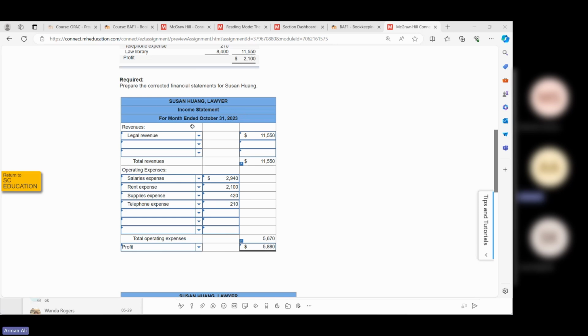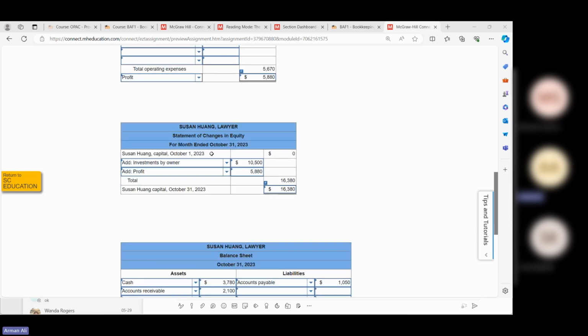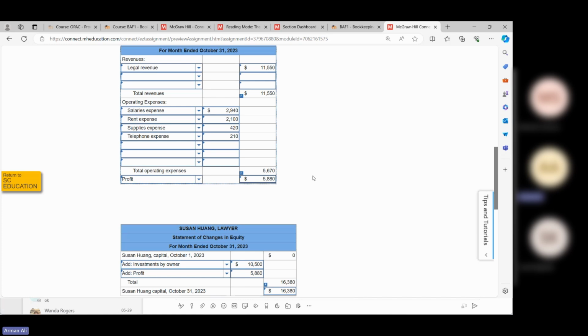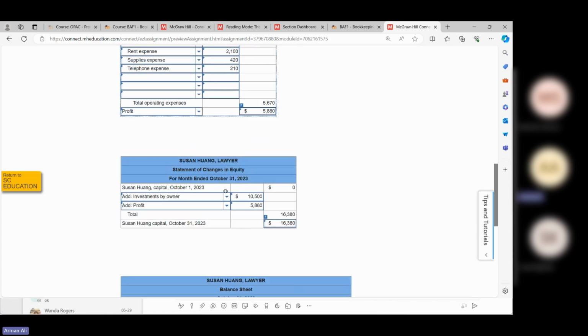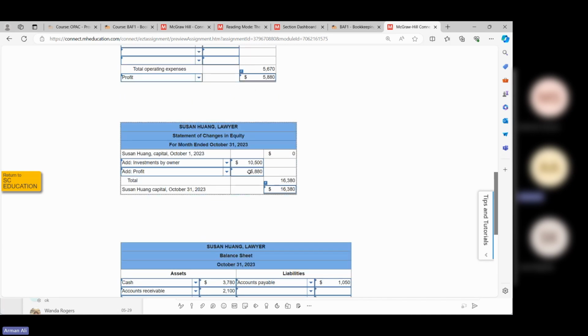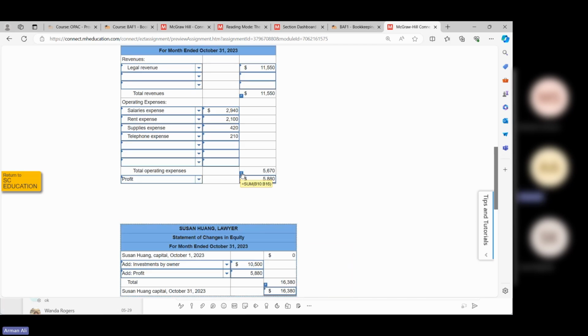Okay, so we're done with the income statement, we're done with the statement of changes in equity, and you can see the capital, starting capital 0, investment by the owner, and profit for the year. Where did this amount come from? This amount comes from the profit in the income statement. So you cannot prepare statement of changes in equity till you prepare the income statement. Why? Because you need this number, the profit, and without profit, you cannot close a statement of changes in equity.